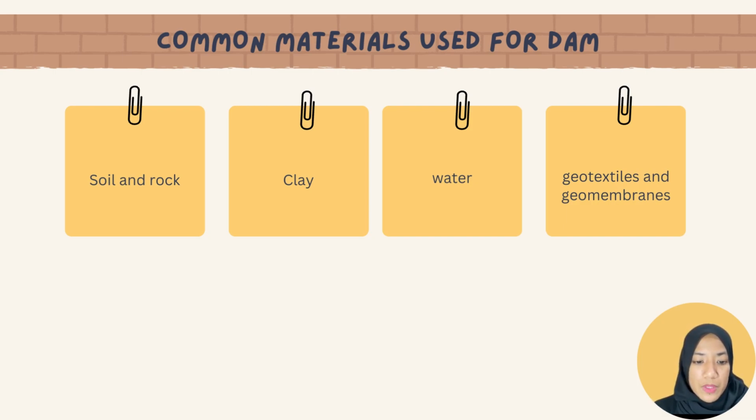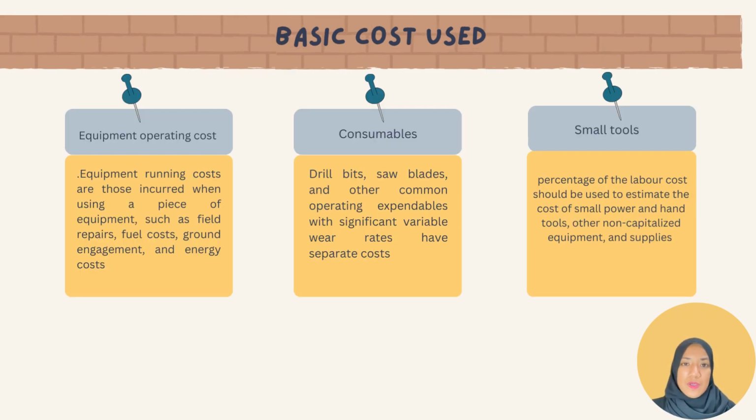Once the proper amount of water has been injected, thick layers of soil are pressed into position by large vibrating rollers. And lastly, fill dams are increasingly made up of geotextiles and geomembranes as well. As the dam is raised, they can be positioned in between layers to strengthen the weak elements. Next is basic cost used.